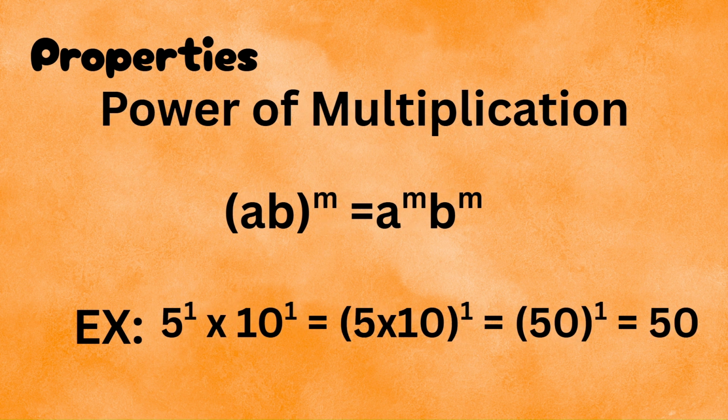Then we have power of multiplication. So we have in parentheses a times b, and then we take that equation to the power of m. That equals a to the power of m times b to the power of m.